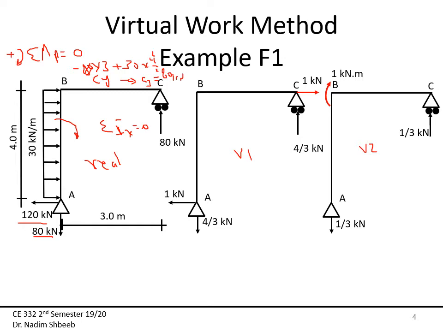Again, summation of Fx here is equal to 0. You will find Ax is equal to 1 kilonewton. This is going to create a couple for me. Then the opposite couple would be 4/3 kilonewton to counteract that moment by the horizontal force. Same thing goes over here as well. Here I have a moment, so I need a couple to just a moment, which is about 1/3 kilonewton.